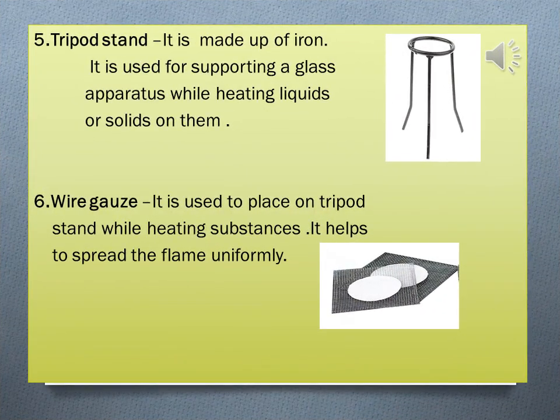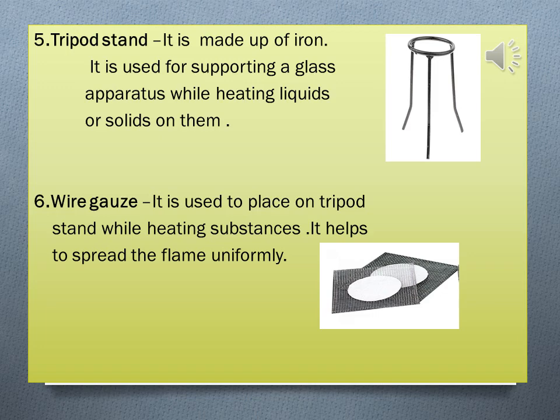Fifth apparatus is tripod stand. This stand is made up of iron. It is used for supporting a glass apparatus while heating liquids or solids on them. For example, children, if you want to heat a solution which is in the conical flask, so what you can do, you can keep that conical flask over this tripod stand.